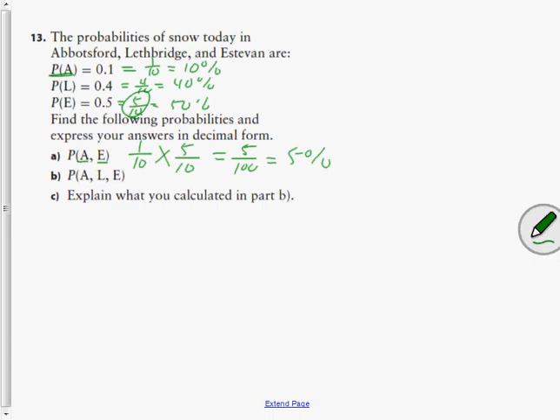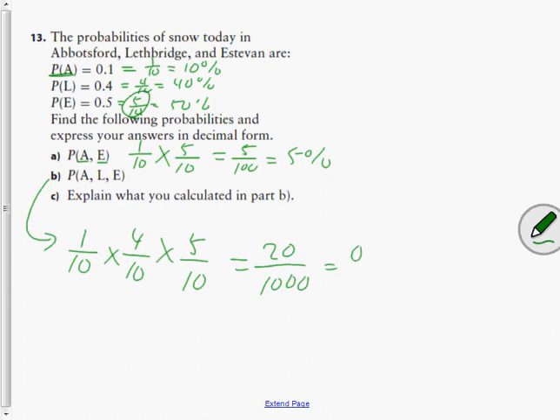For the second one, it says, what's the probability of Abbotsford, Lethbridge, and Estevan? So I'm going to take that there, I'm going to take this here, and I'm going to take this here, and I'm going to multiply it all out to get 20 out of 1,000, which is 0.2 out of 100, which means there's a 0.2% chance, or if I wanted to, I can change it to a fraction. It's 1/5 of 1%.